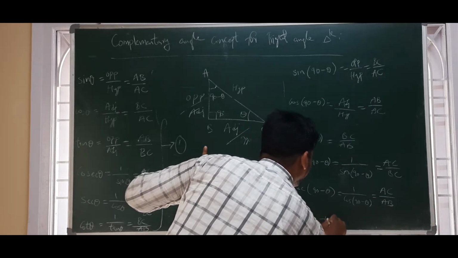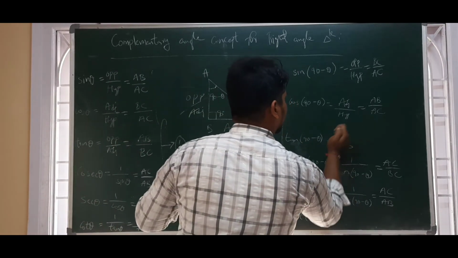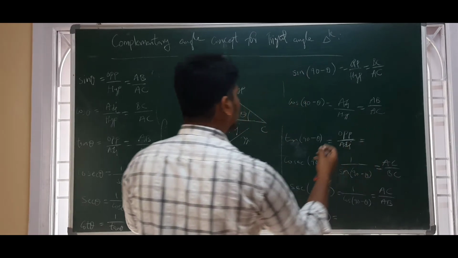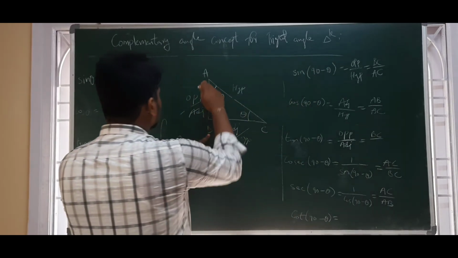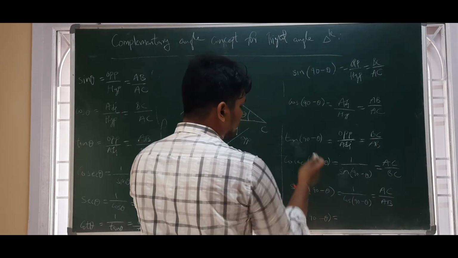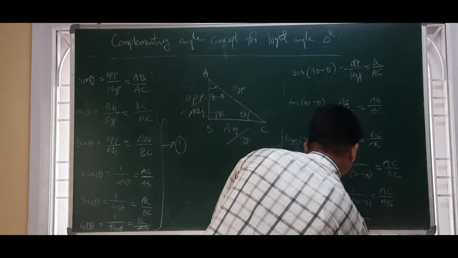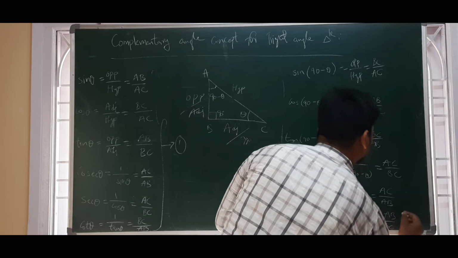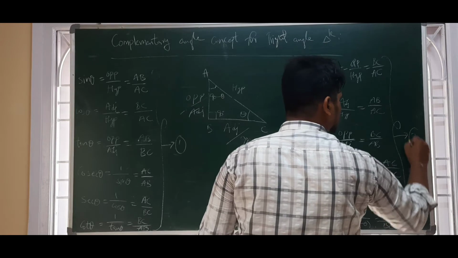Similarly, cot 90 minus theta. What is the reciprocal for cot? Tan. I told you tan means opposite by adjacent. What is opposite? BC. Adjacent is AB. So the reciprocal of tan is AB by BC. And now I take all the 6 trigonometric ratios as equation number 2.